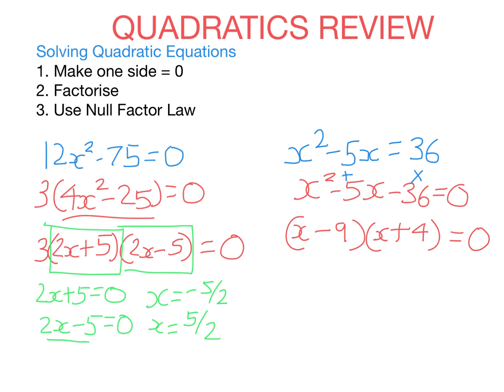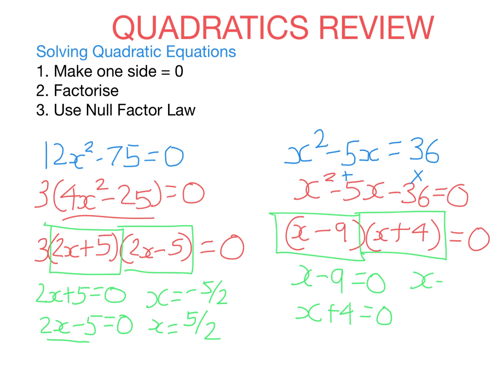Now step 3 is use the null factor law. The null factor law says if you have something times something equals 0, either the first something equals 0 or the second something equals 0. If x minus 9 equals 0, I just get x equals 9. If x plus 4 equals 0, x equals negative 4. These are my 2 solutions and I'm done.